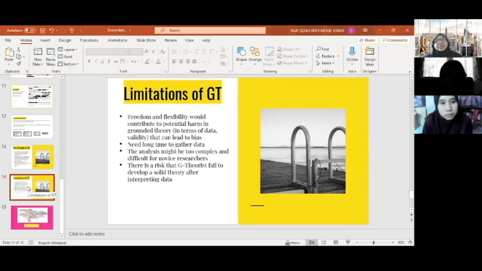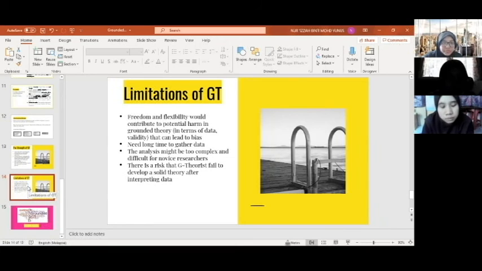The first limitation for grounded theory is that freedom and flexibility can contribute to potential harm. In terms of data and validity, it can lead to bias for the researcher while doing grounded theory. The second one is that we need a long time to gather data because we are taking time to collect data from the participants.